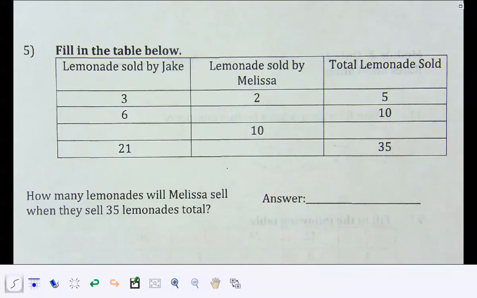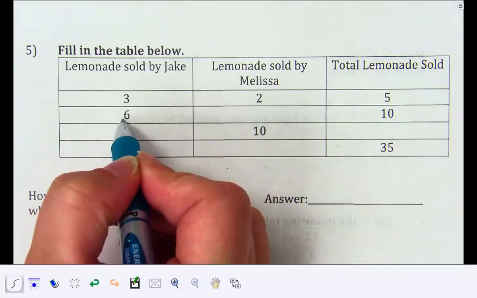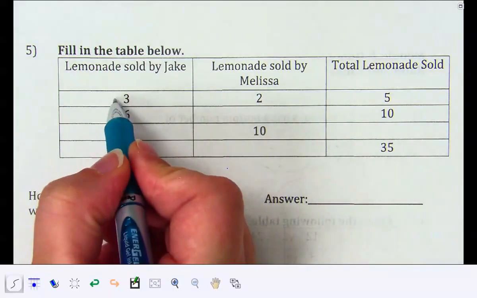Okay, well, I can see that the top row is totally filled in. That's nice. We've got 3 lemonades sold by Jake, 2 sold by Melissa, and 5 total. So now I just need to find something that's filled in order to do the rest. So instead of going side to side, we're actually going to go up and down. I need this spot right here, so I'm going to look over here.